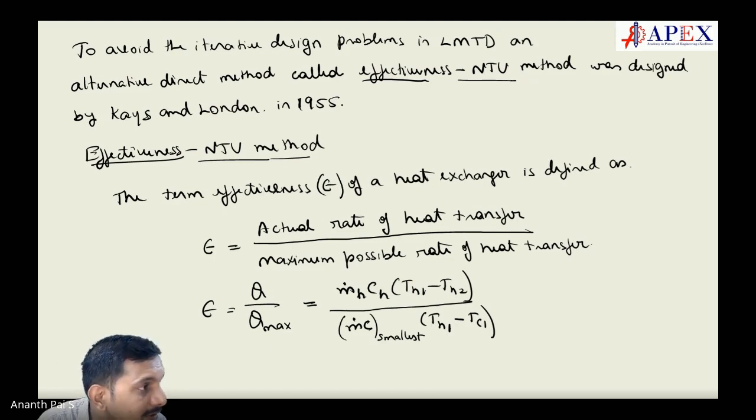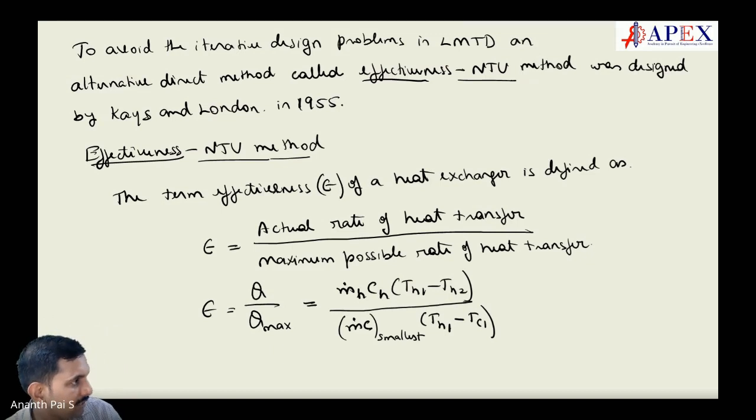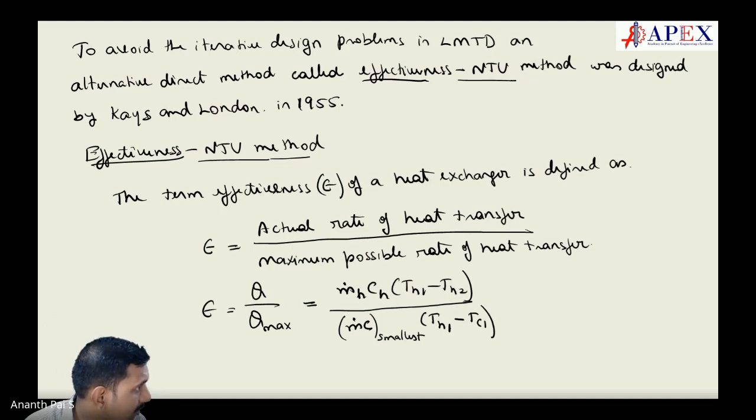Maximum possible rate of heat transfer is when the heat transfer is between the maximum temperature difference and when m dot C is the smallest of the two heat capacity rates. So there is m dot H CH and m dot C CC. Maximum heat transfer happens to the one which has the smaller heat capacity; it either loses or takes more. M dot C is the lowest, and has the maximum possible temperature difference, is it not? I'll clarify this more tomorrow.